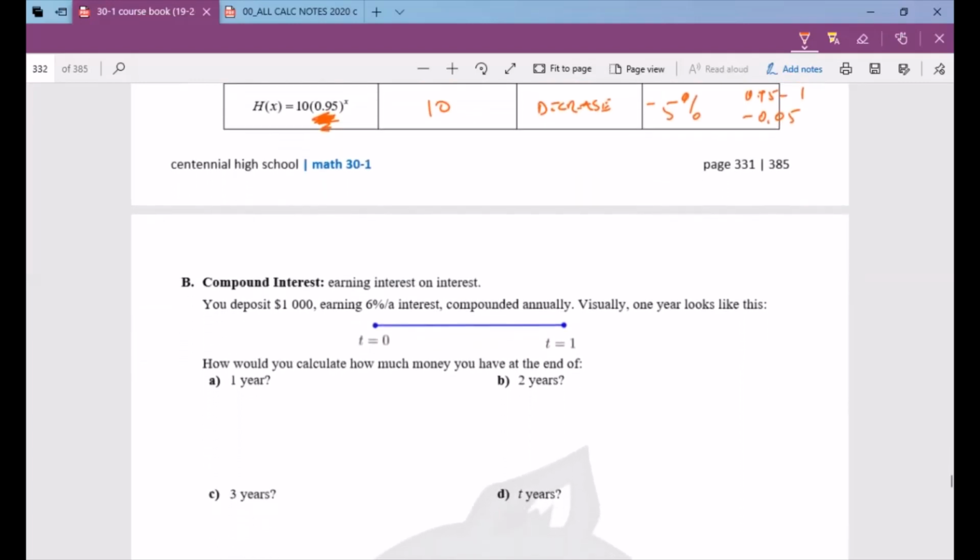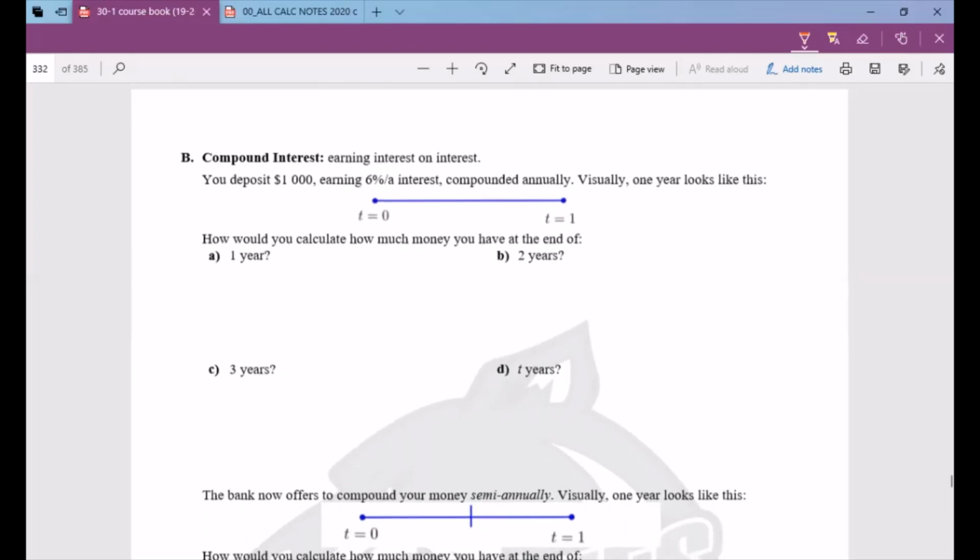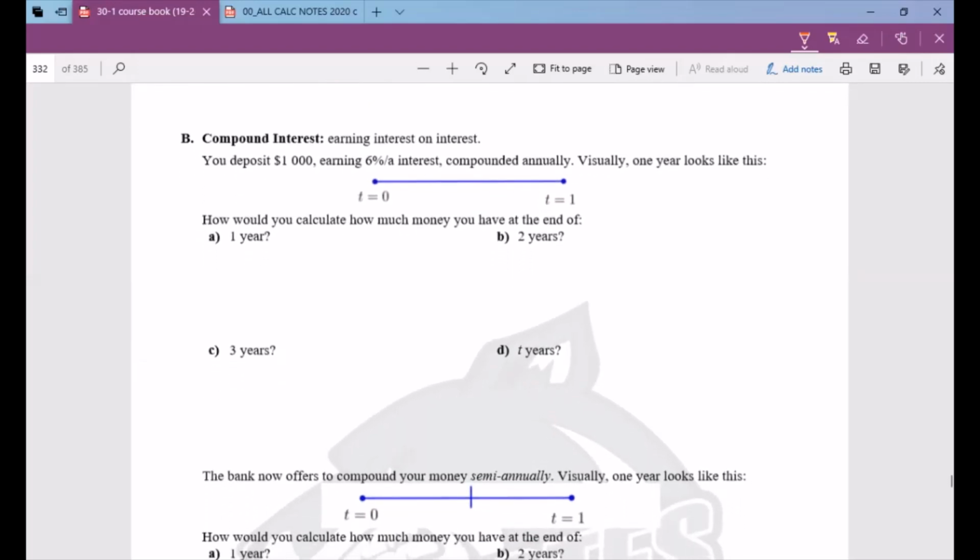All right. Part B to this. Compound interest is kind of a pretty regular type of application for exponential growth. And the idea is this, the bank is going to pay you interest. You'll usually be given an interest rate. It says 6% slash A is quite common how it would be expressed. That means per annum in Latin, which means per year.